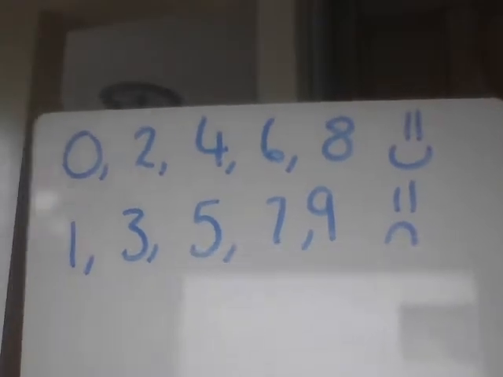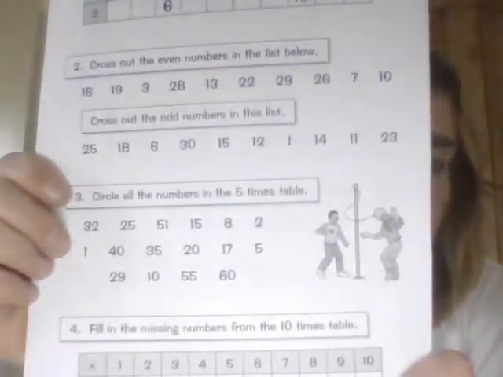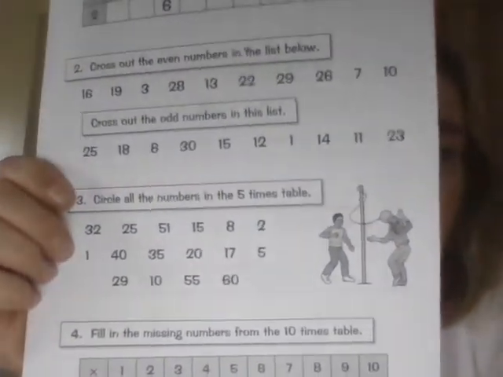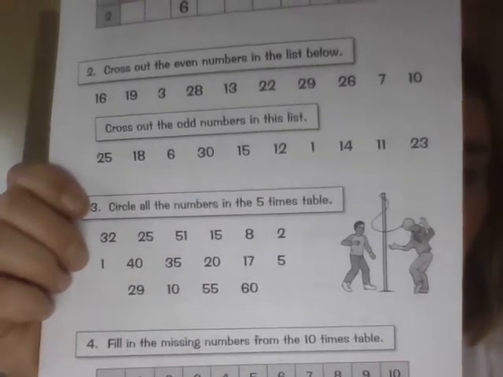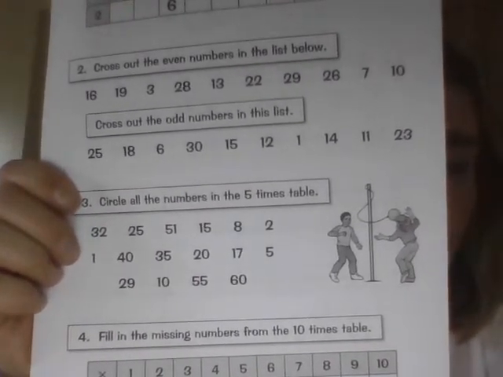So you might want to pause the video there to help you with that question, and then even test it out using some practical equipment to share them out evenly. Okay, the next question then, on question 3, we're going back to multiplication this time, but we're not counting in 2s this time. It's asking us to count in 5s and circle all the numbers in the 5 times table. So can you remember how to count in 5s?